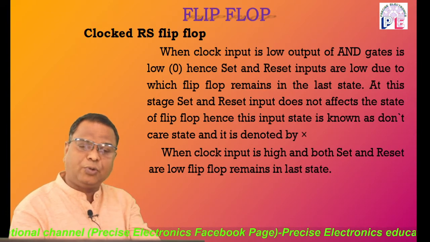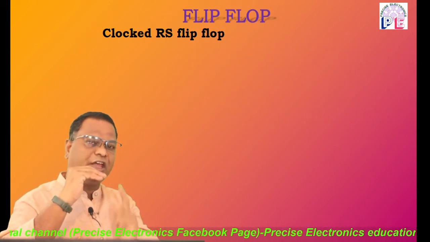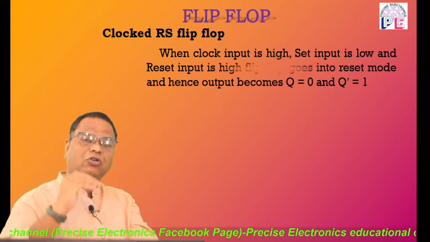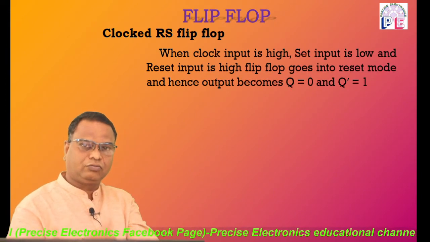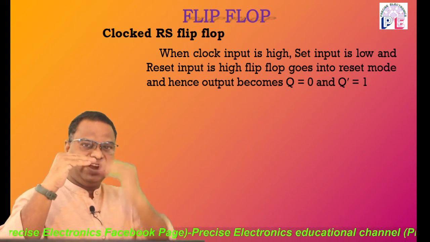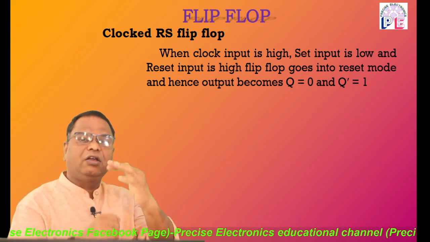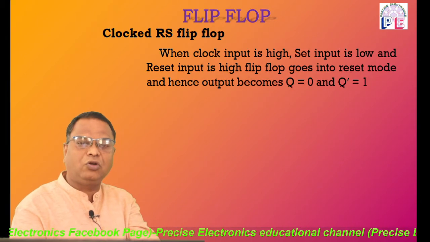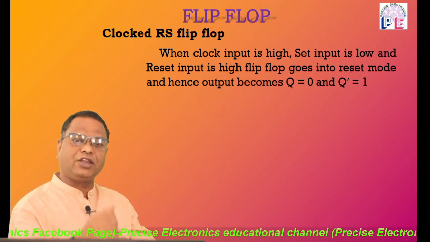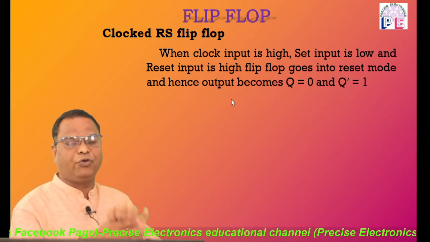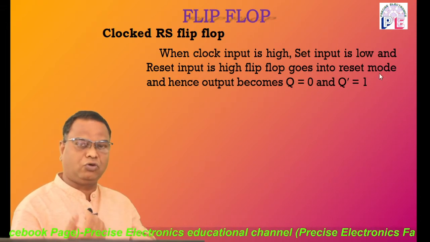Next, when the clock input is high, the flip-flop is in enable mode, set input is low and reset input is high. Clock is high, set is low, reset is high. The flip-flop now is in reset mode, and hence the output of the flip-flop is now Q equal to 0 and Q complement is 1. The flip-flop remains in reset.